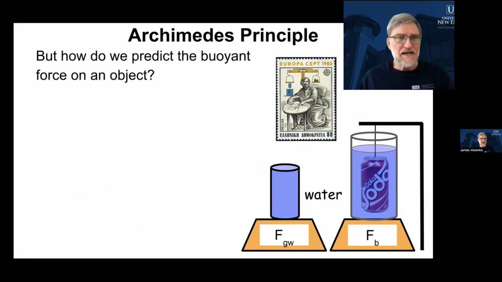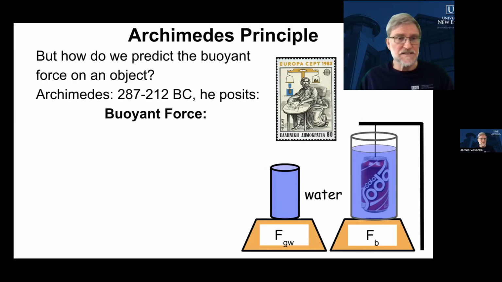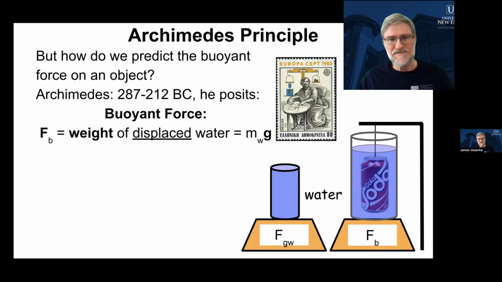On the other hand, how do we predict the buoyant force of an object? And the answer is what Archimedes figured out. He posited the buoyant force is equal to the weight of the displaced water. This is a really amazing result. Okay, there's a stamp there from Greece that was made in his honor.